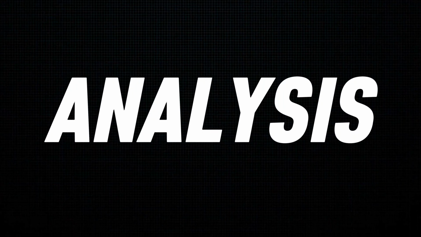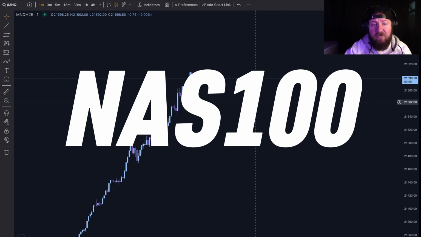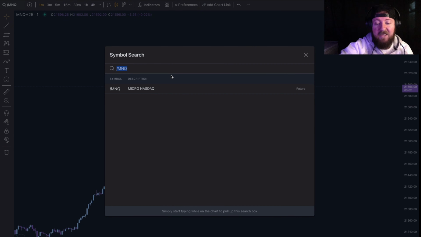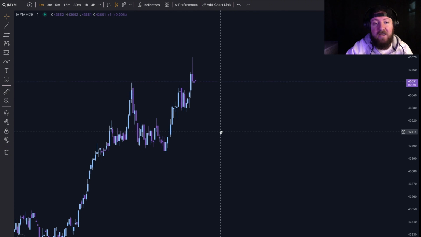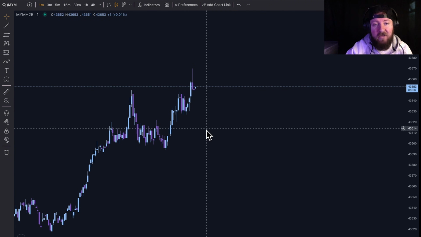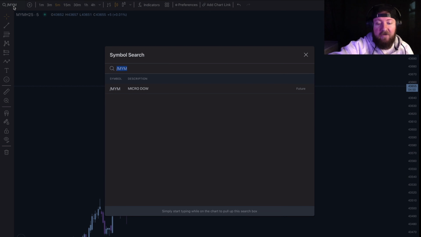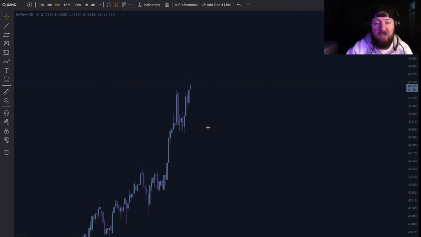So I'm on a 1 minute time frame. This is micro NASDAQ. A lot of people ask me, how do I decide between NAS and US 30? So this is how I decide. Which one looks cleaner? Well, that's US 30 on a 1 minute time frame. This is what it looks like on a 5. You just saw micro NASDAQ. I think I know which one looks cleaner to me.